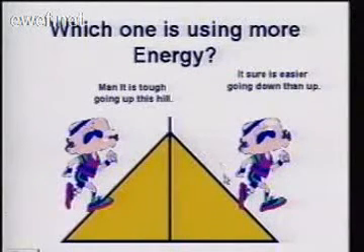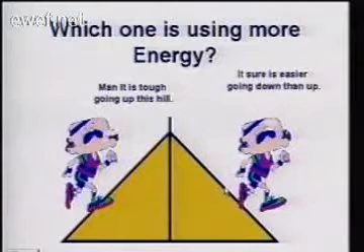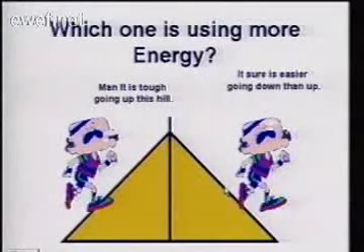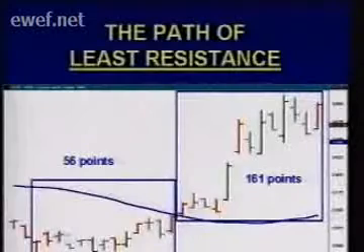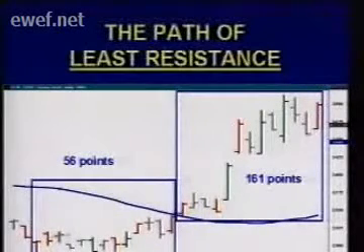So this guy going away from the balance line, and any prices that go away from the balance line, move easier than those that are going toward the balance line. Let's take another illustration from an actual chart.